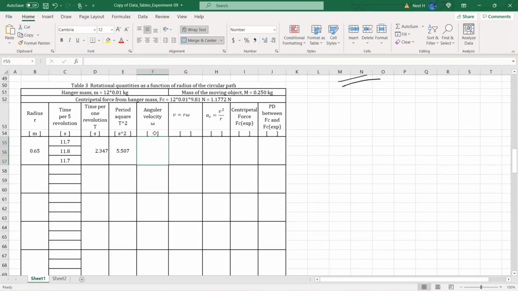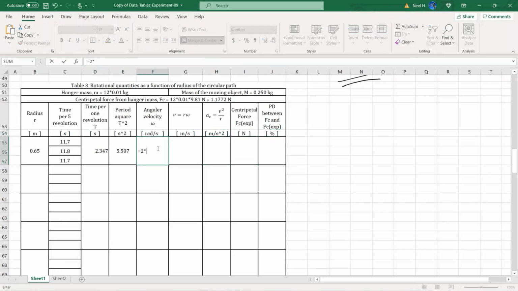Okay. Then let's do omega, v and a_c. It's going to be radian per second. It's going to be meter per second. And this should be meter per square second. And the centripetal force should be in units of Newton. And we'll compare that with the expected value. So the percentage sign I'm going to leave here. Okay.